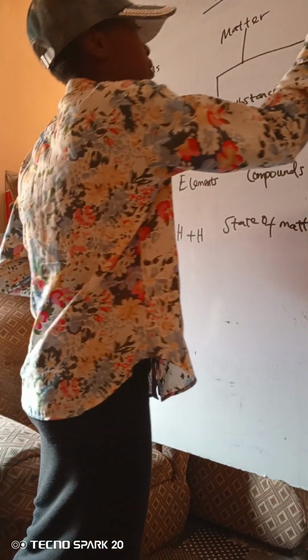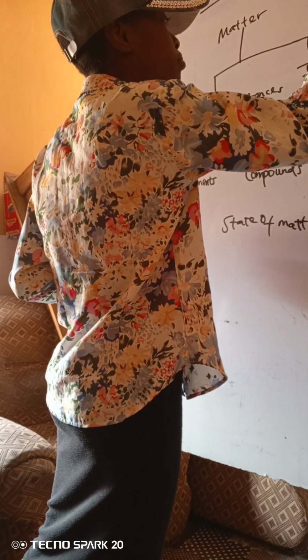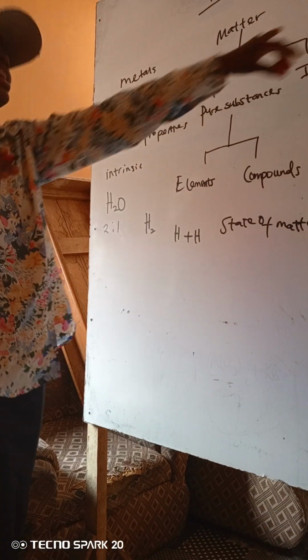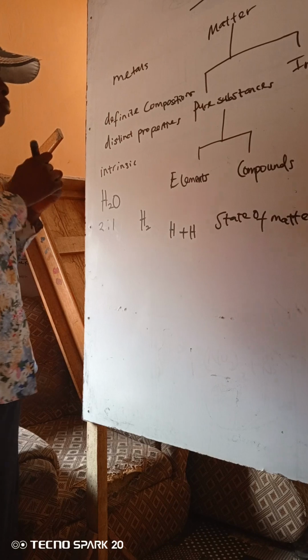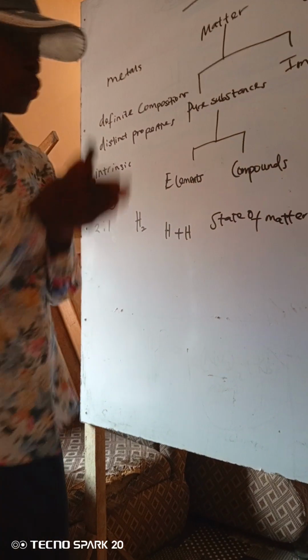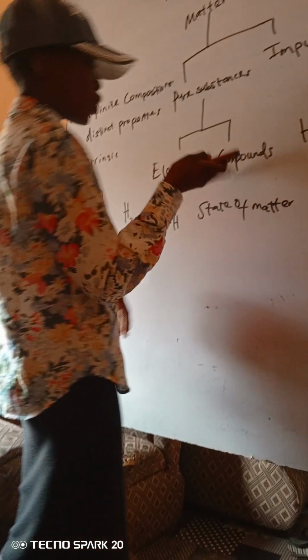Where we have uranium being broken down. But aside from nuclear reactions, we cannot break down an element by an ordinary chemical process. Now let's move on to compounds.